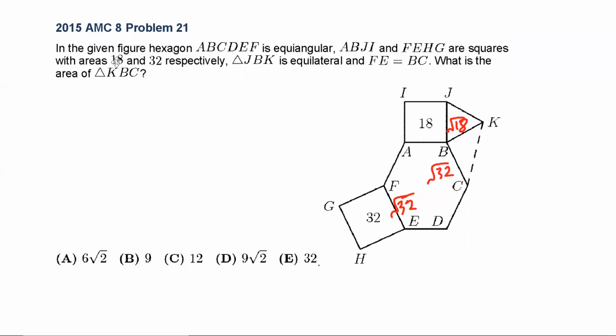So now we have to figure out what type of triangle BKC is. Let's try to look for angle KBC. They tell us that the hexagon is equiangular, which means every single angle in the hexagon is the same. So all the angles in the hexagon added together is 180 times 6 minus 2. Does anybody have any questions as to how I got that?